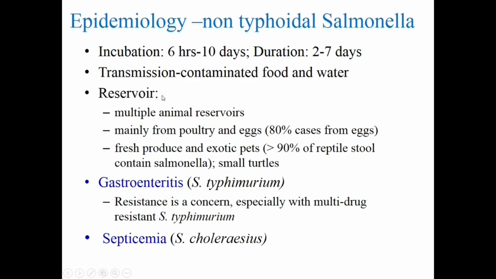And here also the transmission route is mainly contaminated food and water. But the reservoir here is different. There, it was mainly a carrier who could spread the disease. Here there are multiple animal reservoirs, and animals like rodents may have the disease. We may get infected by poultry or eggs, and even 80% of cases are from eggs. Then fresh produce and exotic pets can also cause infections.